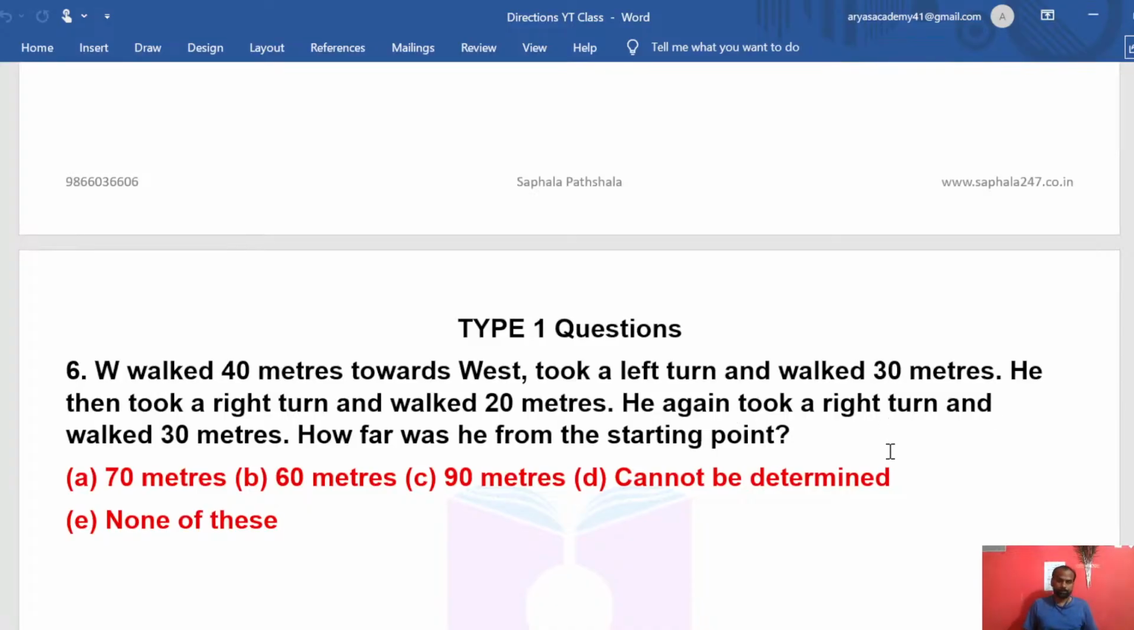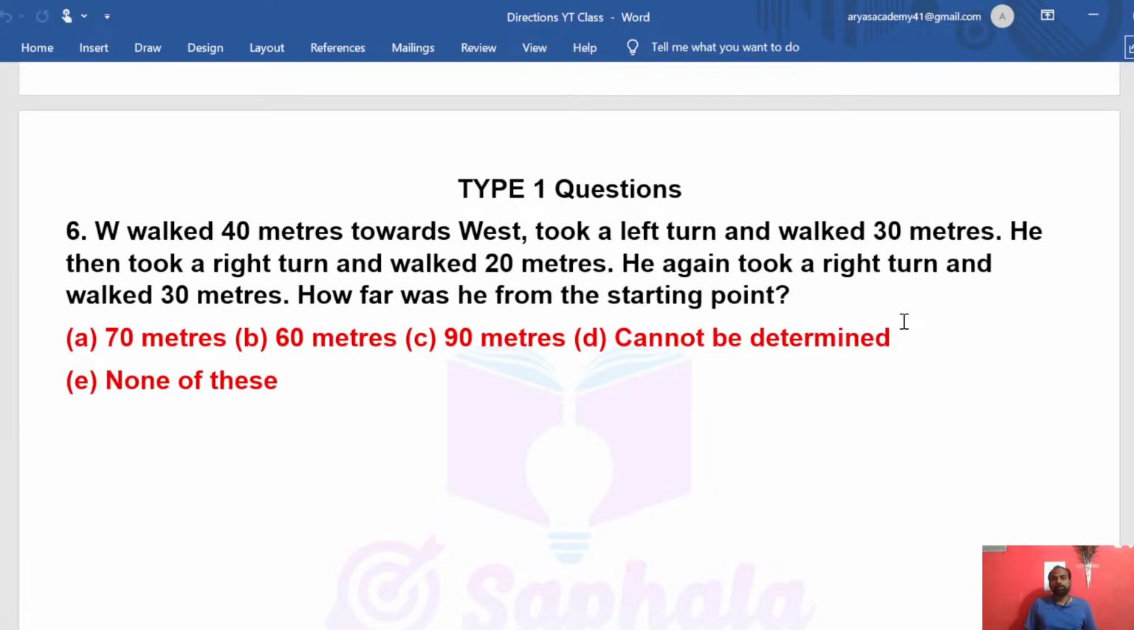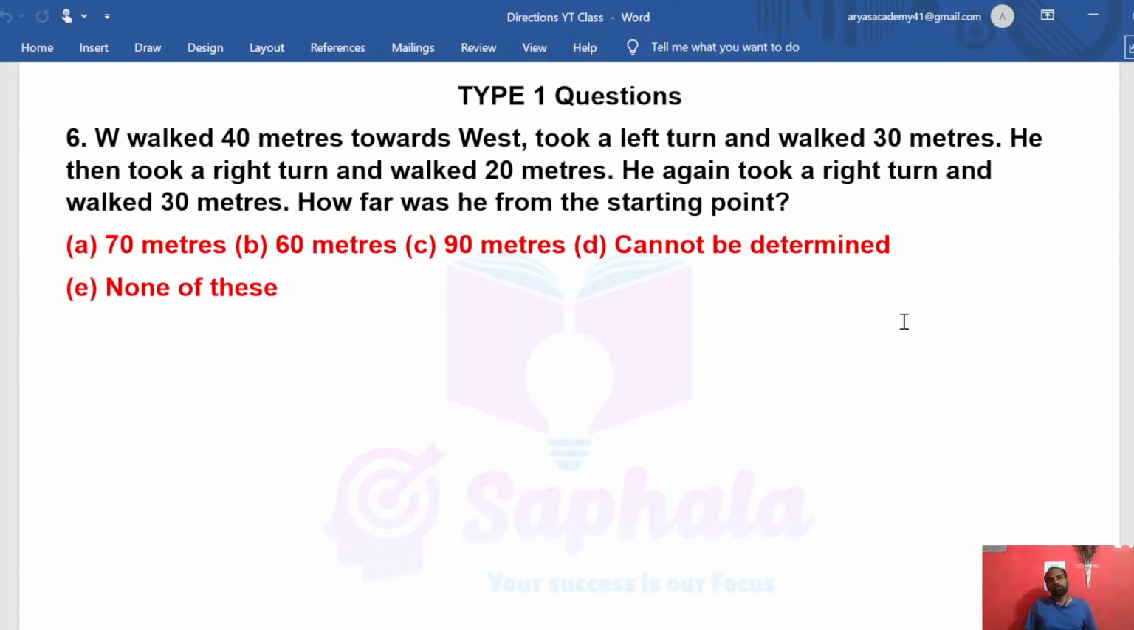This is the first question for today. Yesterday we solved 5 questions of type 1. I said I'll be doing questions based on type 1 and type 2 direction-based questions. Today we'll be starting from question number 6, which belongs to type 1 again. Type 2 questions will be solved later in the video.